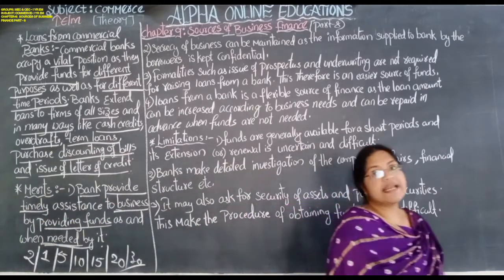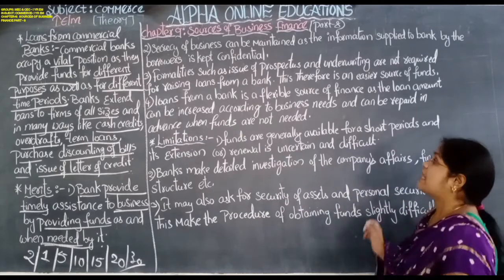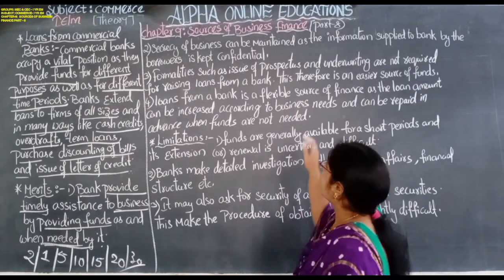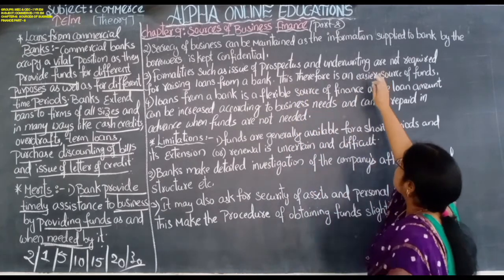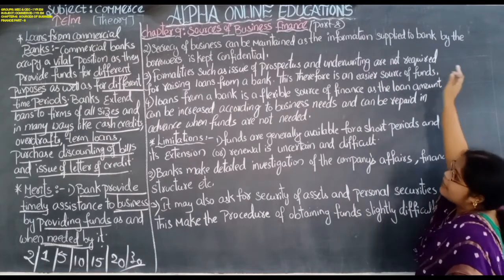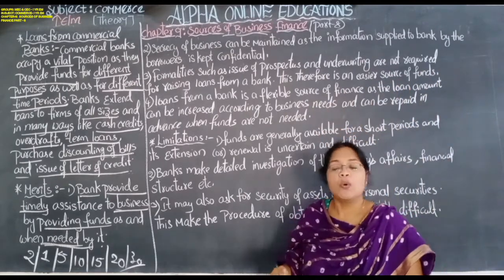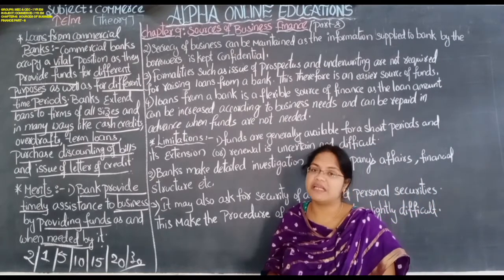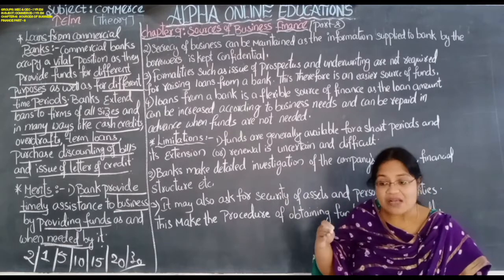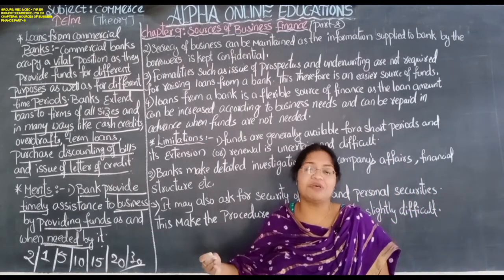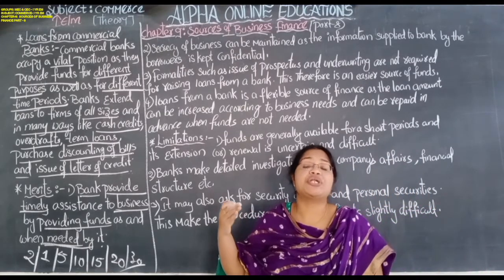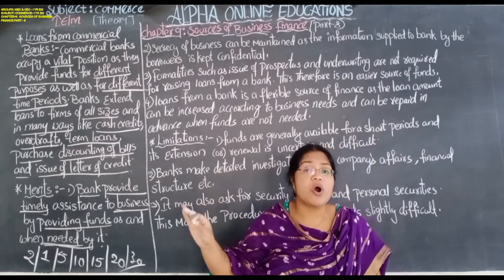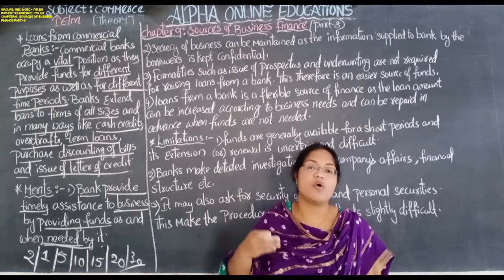Let us see the second advantage of the commercial bank. Secrecy of the business. Business secrecy can be maintained as the information is supplied to the bank by the borrower. Who is the borrower here? The business or organization or company is the borrower. So the borrower has to submit the necessary information that is required in order to raise the loan from the bank.